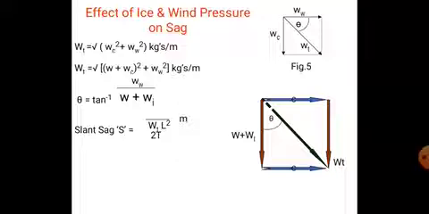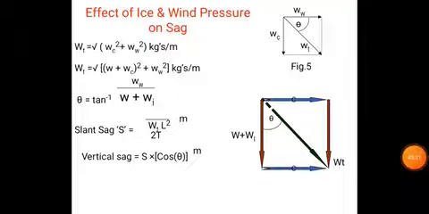So next class we are discussing problems. The vertical sag is S into cos theta and the horizontal component is S into sin theta. Next class we are discussing different problems on effect of ice and wind and sag, equal and unequal cases. Okay, thank you.